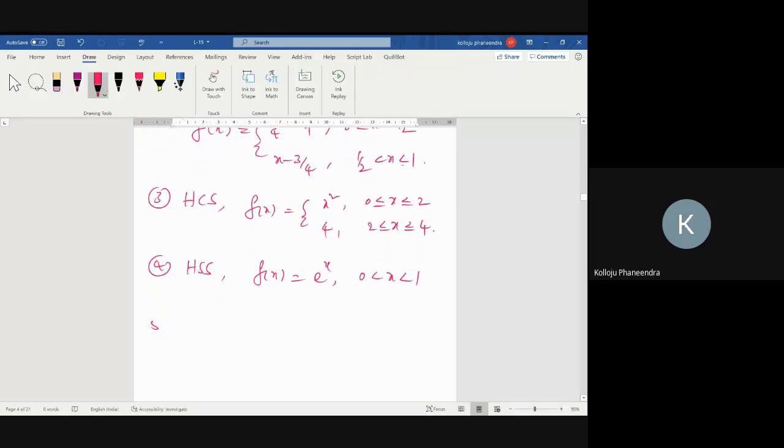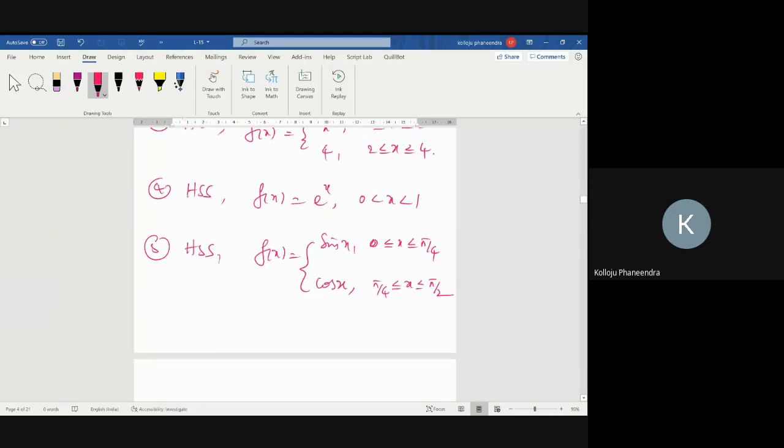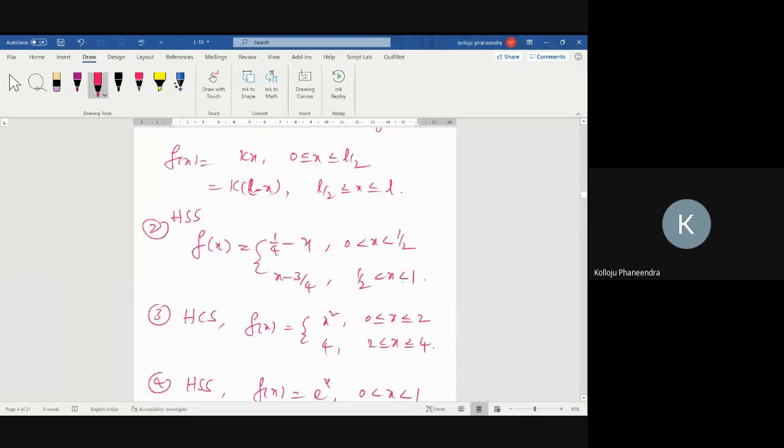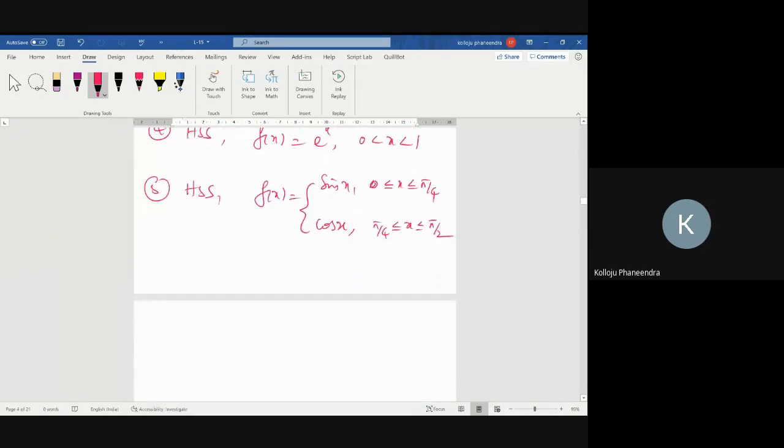And finally, half range sine series. In sine series, you just have to calculate only b n coefficient. That's enough. This is sine x between 0 to pi by 4 and cosine x between pi by 4 to pi by 2. These are the assignment problems based on half range Fourier series.